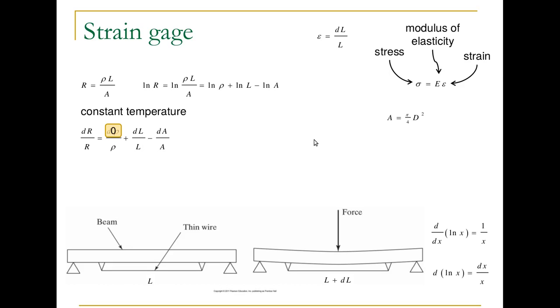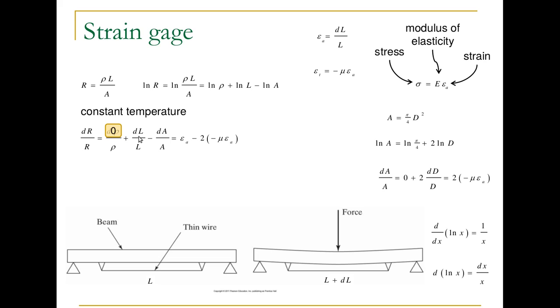And then for the third term, we'll start with this expression for area, and again apply logarithmic differentiation. So we end up with dA over A equal to 2 times dd over d. And this small change in diameter divided by the diameter is the transverse strain. So that's the definition of transverse strain. And transverse and axial strain are related by Poisson's ratio. So here's the expression relating transverse and axial strain. So we can just substitute that in there, and now we have dA over A in terms of axial strain.